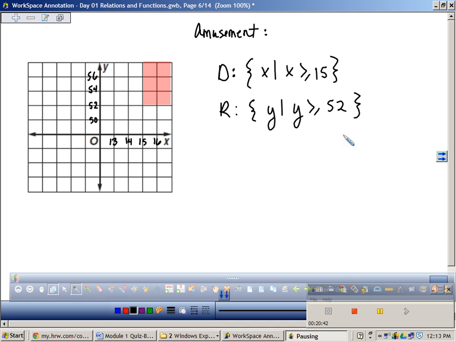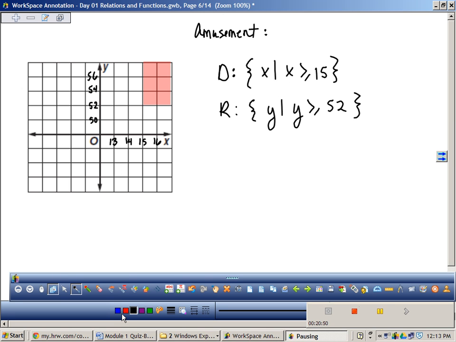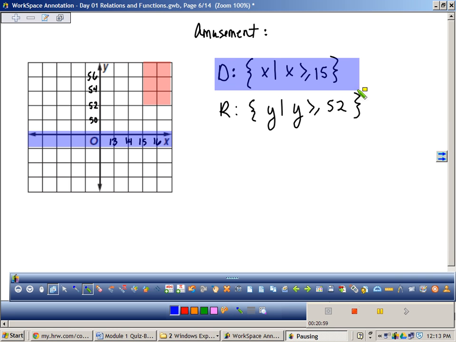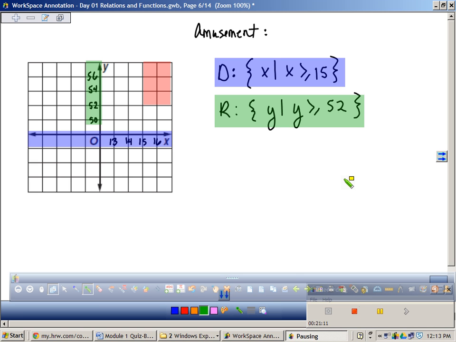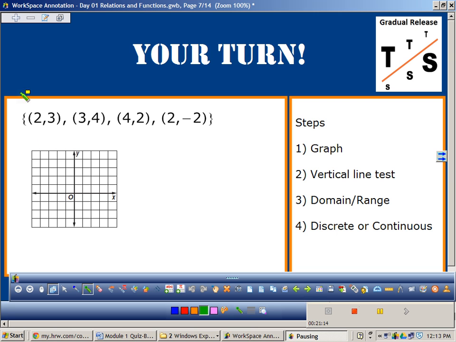So your domain is when you're talking about all the x values, or everything in the relationship that has to do with the x-axis, these numbers. That's why we're talking about those in domains. And then range is everything that has to do with these numbers on the y, which goes with the range. A little bit better? Yeah? Okay, let's move on.